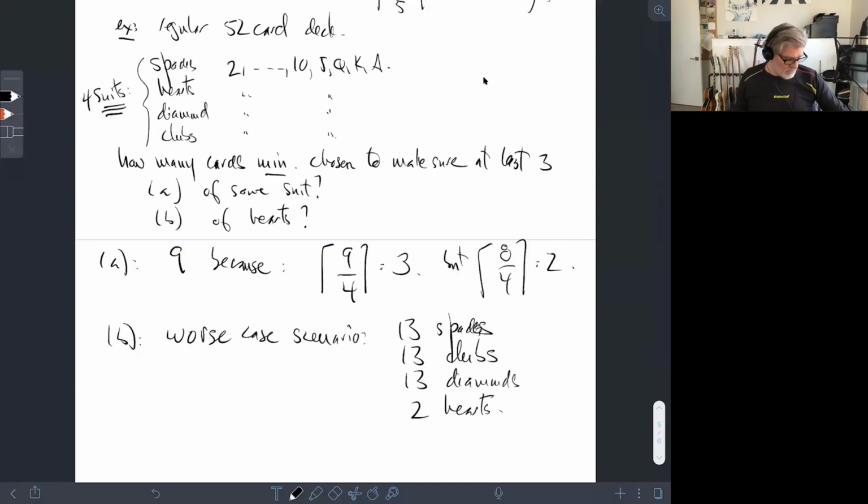Yeah, no, so we just want to make sure that there's at least 3 in one suit, not in all of them. Yeah, exactly. Oh yeah, I should read this better: of some suit. Yeah.